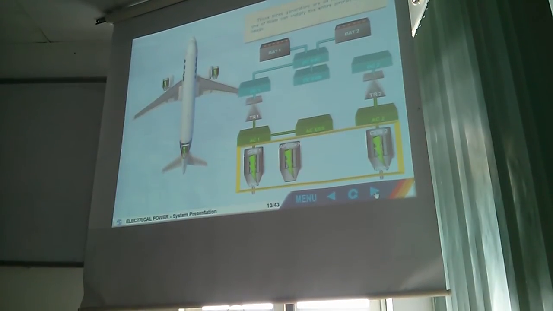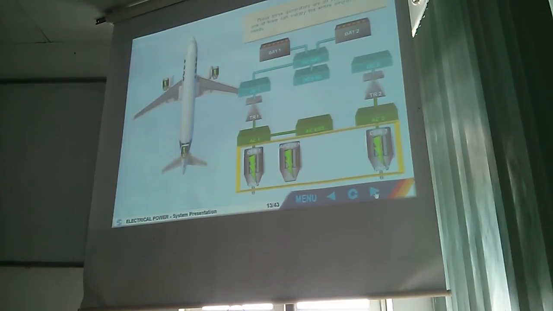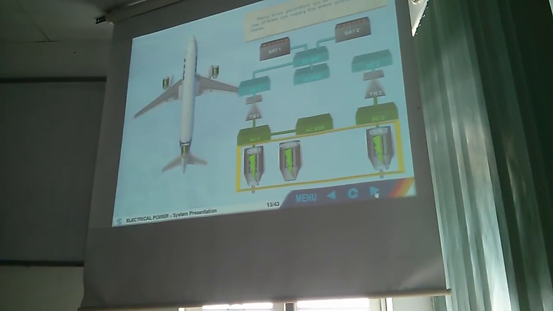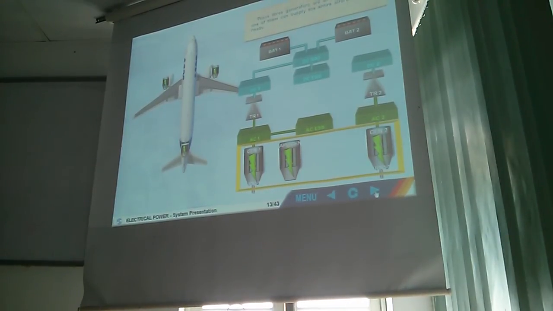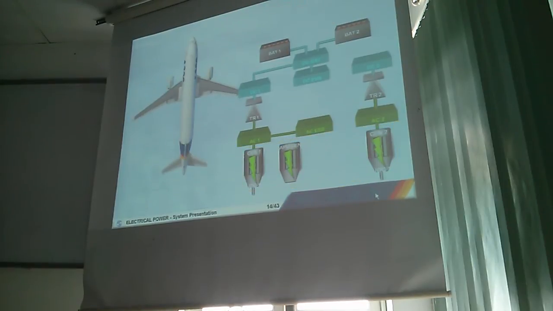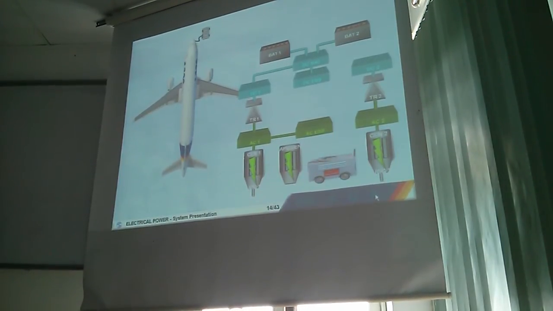If you want to shut down the APU, you just give it some false indication that it's turning more than 100%, and the APU will auto shut down. So when you shut down the APU, you test at the same time the overspeed on your APU. It's standard in all APUs. On the ground, the aircraft can be supplied by an external power source.